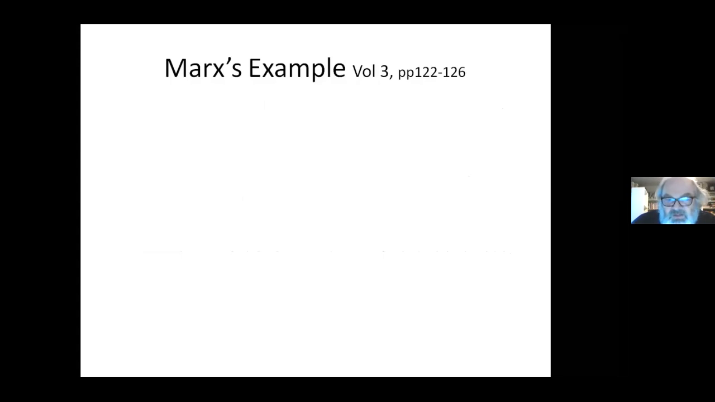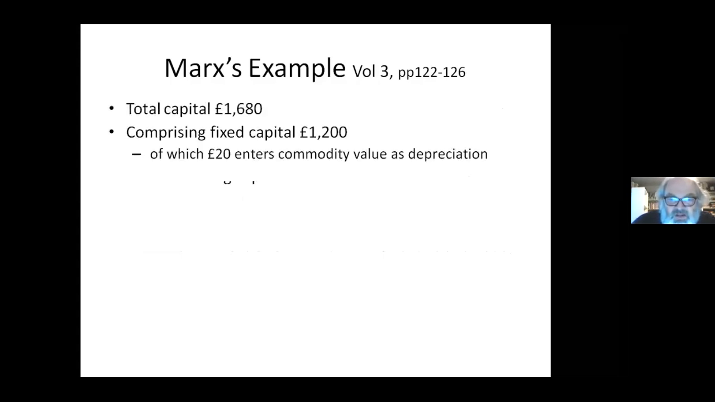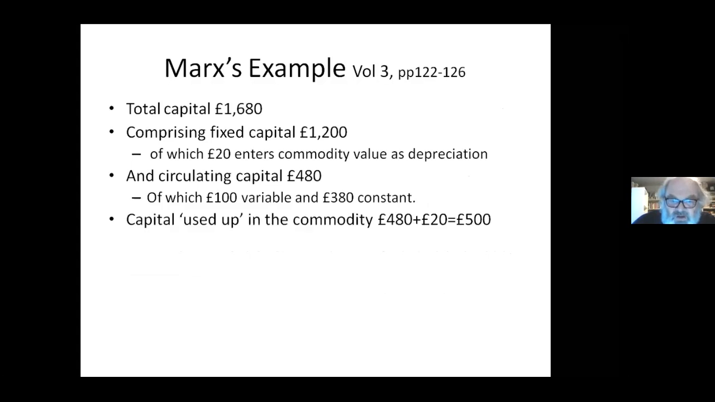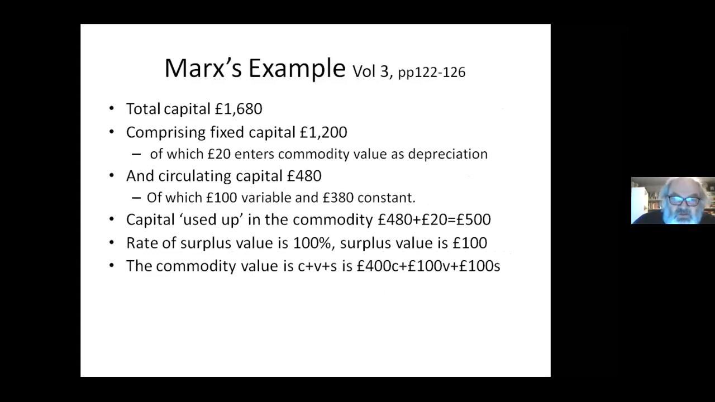Now, what I've gone through in the last slide is a bit complicated, so I'll put in another slide which uses Marx's figures from the very opening of volume 3 to try to explain by example a bit more fully what he's talking about. So if you had a total capital of 1,680, I think the multiplier is something in the region of 200. So that would be about £2 million today, I think.